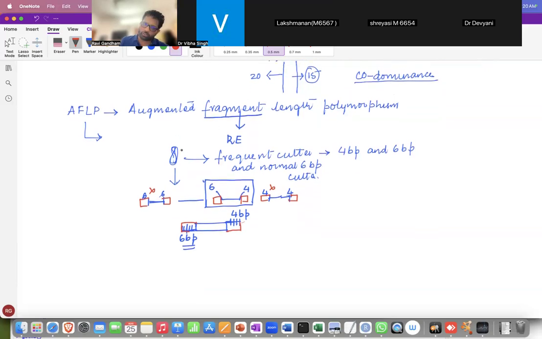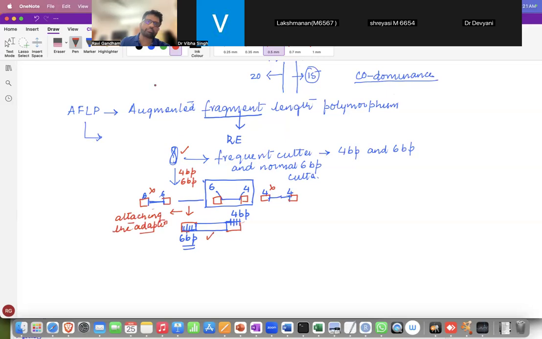So initially, what are you doing? You are taking the DNA, cutting that into pieces. How are you cutting? You are using a 4 base pair cutter as well as a 6 base pair cutter. So you have an overhang on one side, 6 base pair, on the other side, 4 base pair. You also have fragments having 6 base pair on one side and 6 base pair on the other side, 4 base pair on one side and 4 base pair on the other side. Then what are you doing? You are attaching the adapters. This step is what? Attaching the adapters.